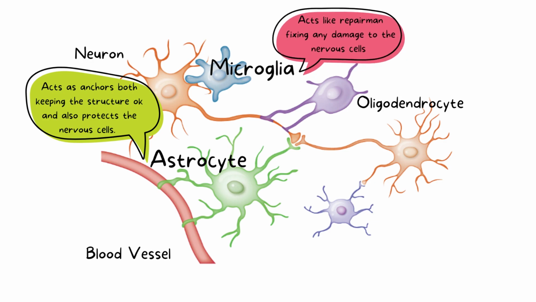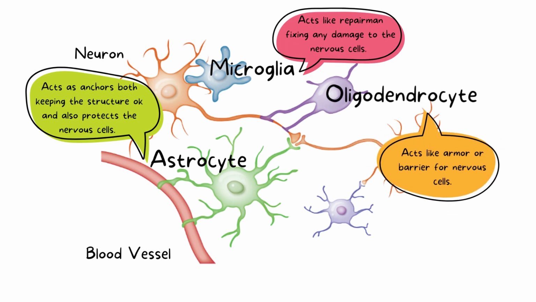Microglial cells act kind of like repairmen, fixing any type of damage done to the nervous cells. Oligodendrocytes kind of act like armor or a barrier for the nervous cells, kind of like a human shield or something. You could think of it that way.